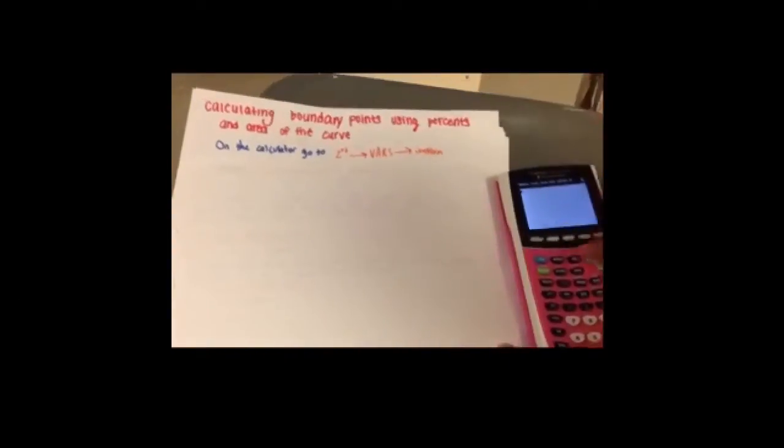Calculate the boundary points using percent and area of the group. On the calculator, go to second vars and inverse norm. There would be area, the mean, and the standard deviation.